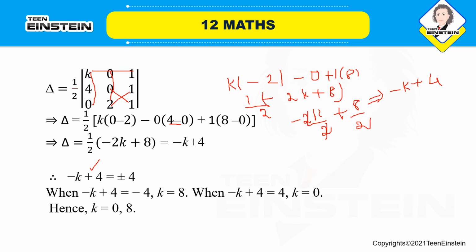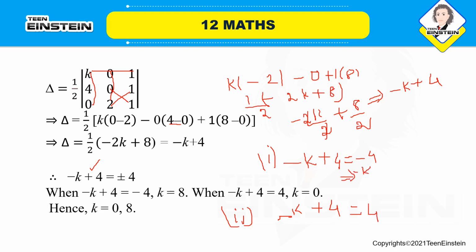Now I am considering two cases. I have two cases. One is minus k plus 4 is minus 4. This is case 1. And the second case is minus k plus 4 is plus 4. So from the first, minus k is minus 4 minus 4. If this 4 goes to the other side, it becomes minus 4. So in that case you will get minus 8. Therefore k equals 8.